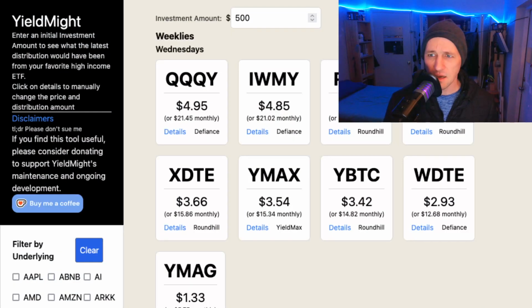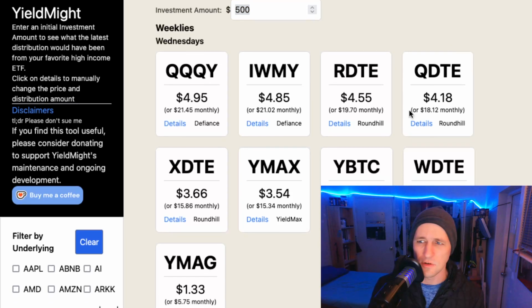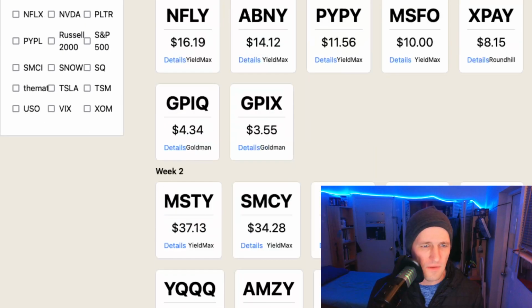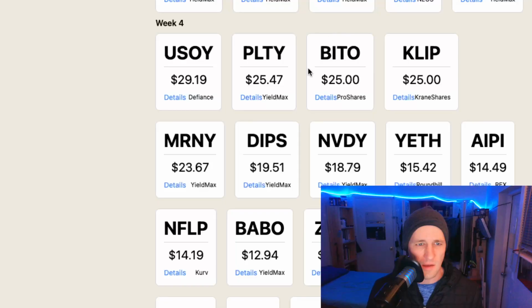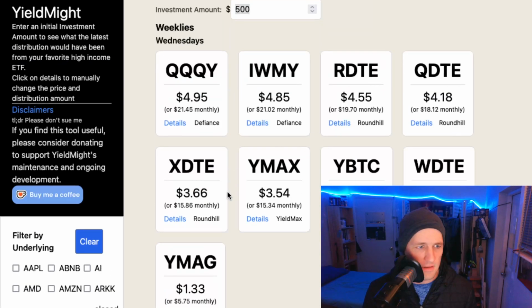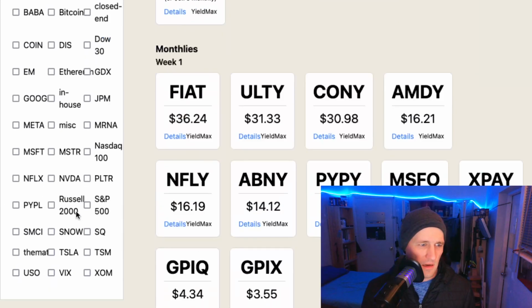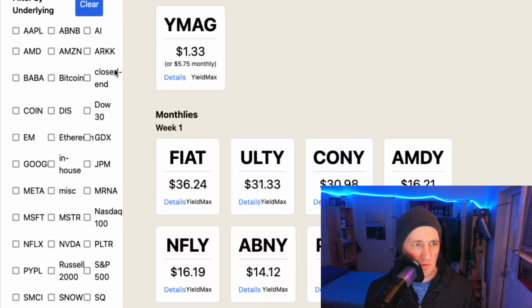This is the YieldMight Tool. And as you can see here, you put in whatever capital you're going to put into, like a YieldMax, or in this case here, like a Roundhill ETF. They might have some other companies. It looks like they've got ProShares, so they've got a bunch of the high yield funds. And on the left side, if there's a particular fund or stock you're hoping to look into, it will filter for that.